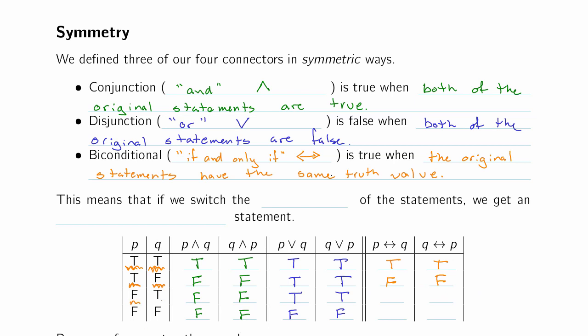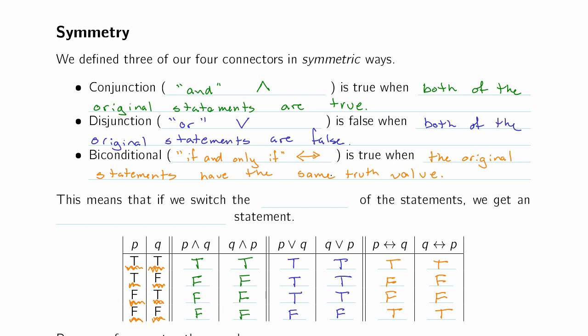When P is false and Q is true, well, those are different. They're still different if we look at Q first and then P. And when they're both false, those are the same. And they're still the same if we look at Q first and then P.